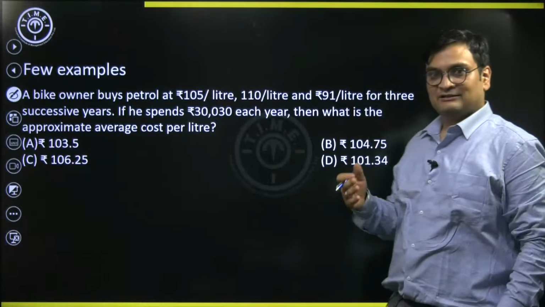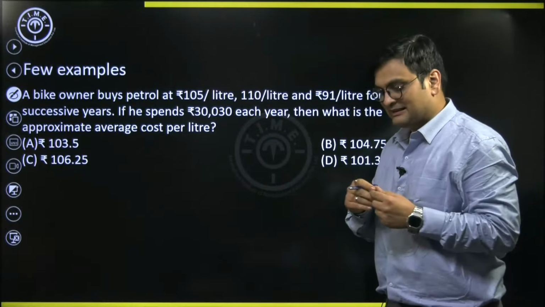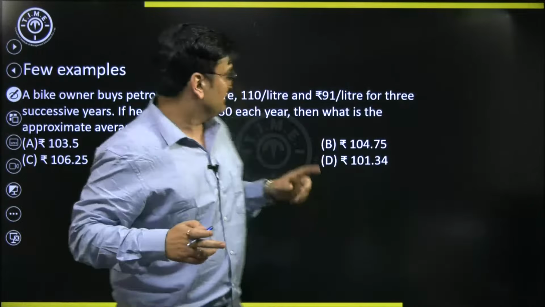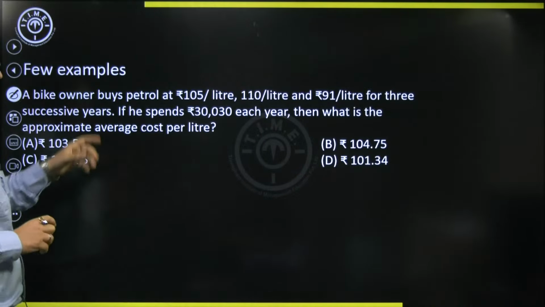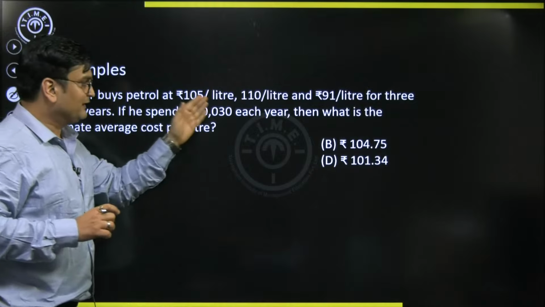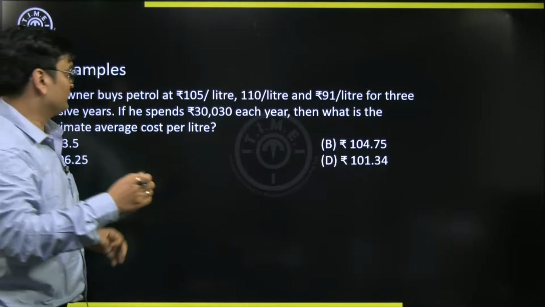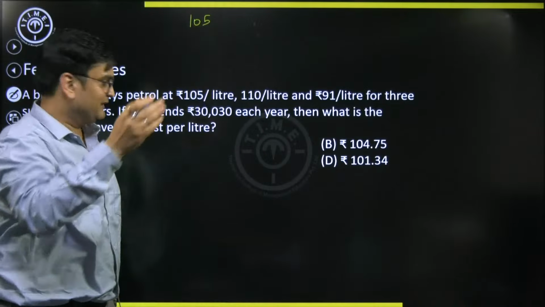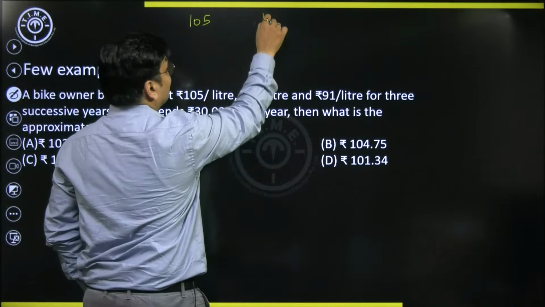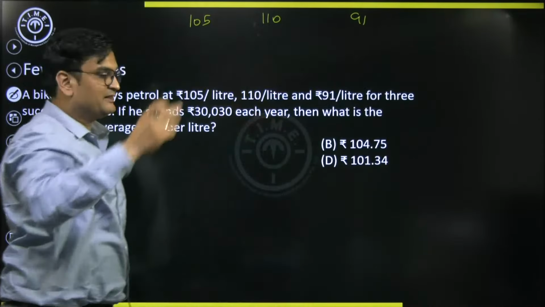I'll just share my approach here. I'll not solve it fully. Just tell me, did you do it the same way? So here the question says a bike owner buys petrol at 105 rupees per liter, 110 rupees per liter, and 91 rupees per liter for 3 successive years. So that means for the first year he bought petrol at 105 per liter, 110 per liter for the second year, 91 per liter for the third year.